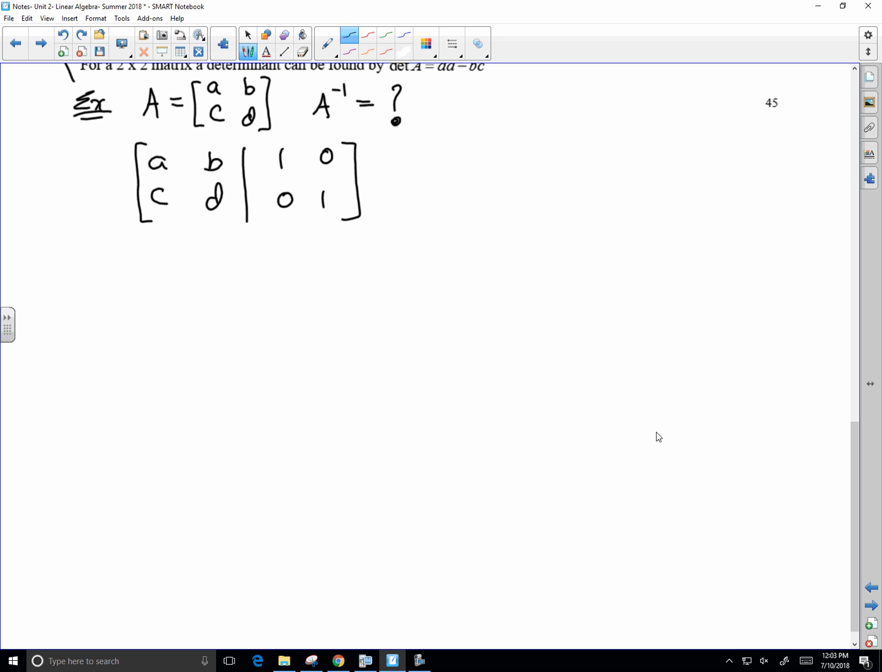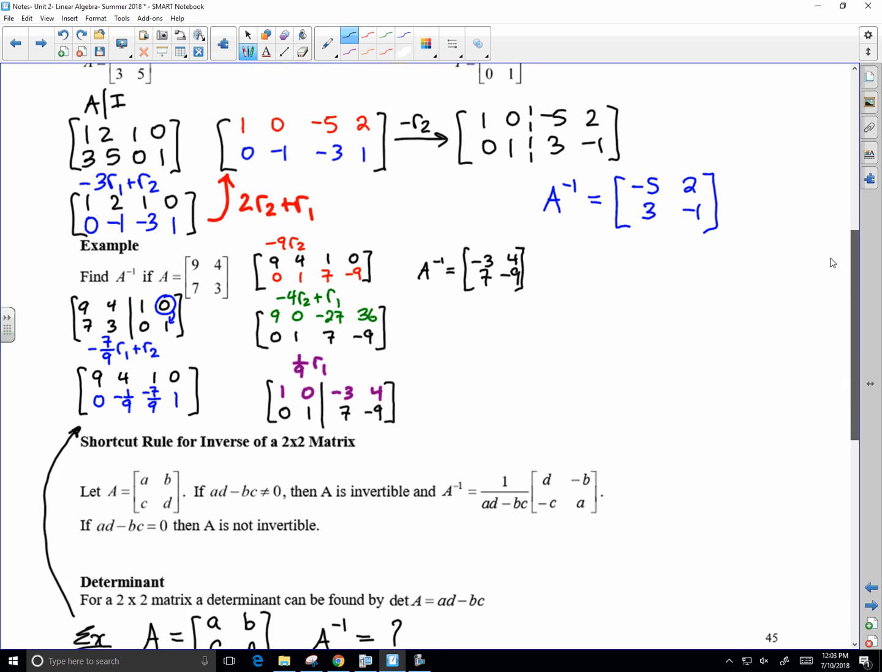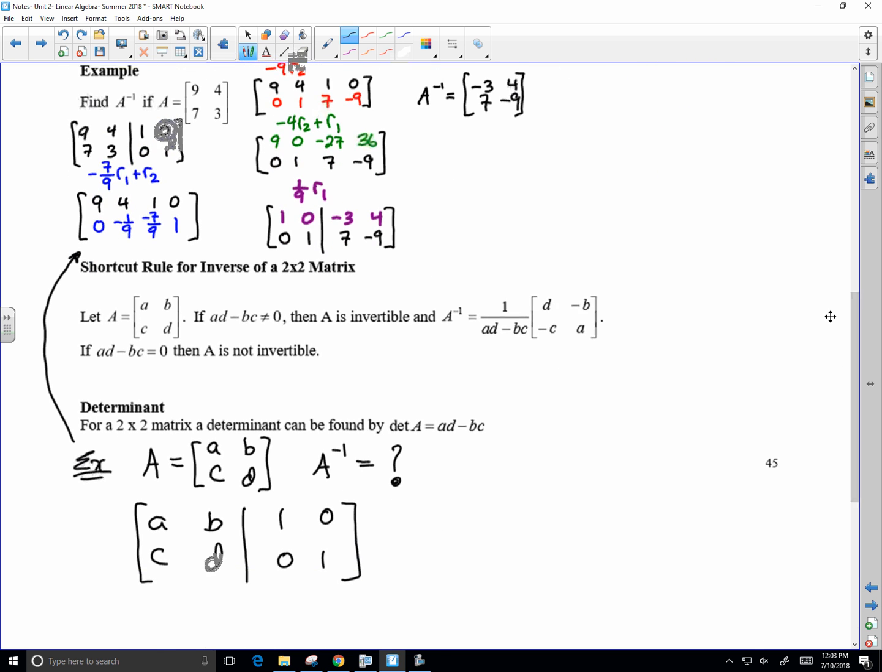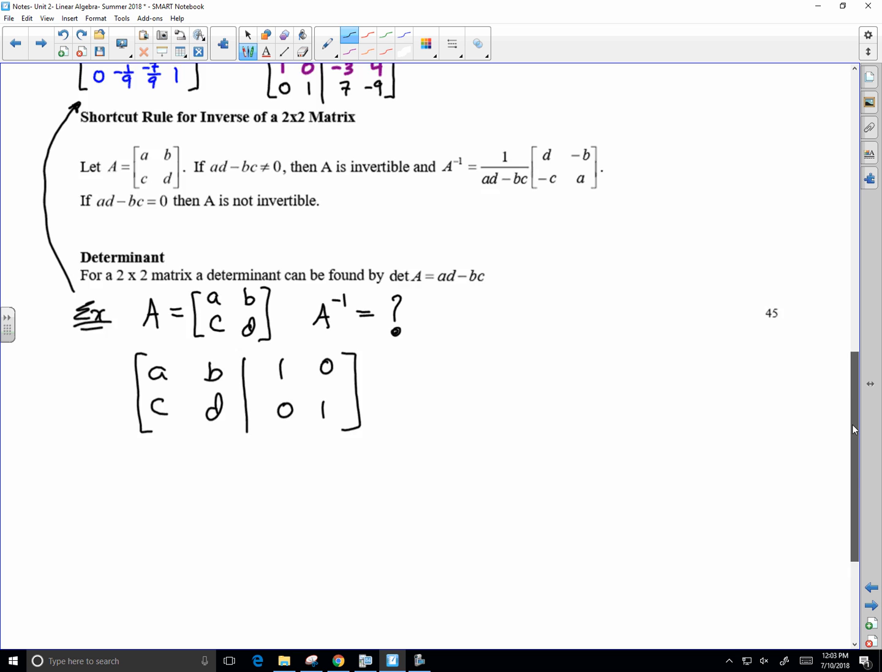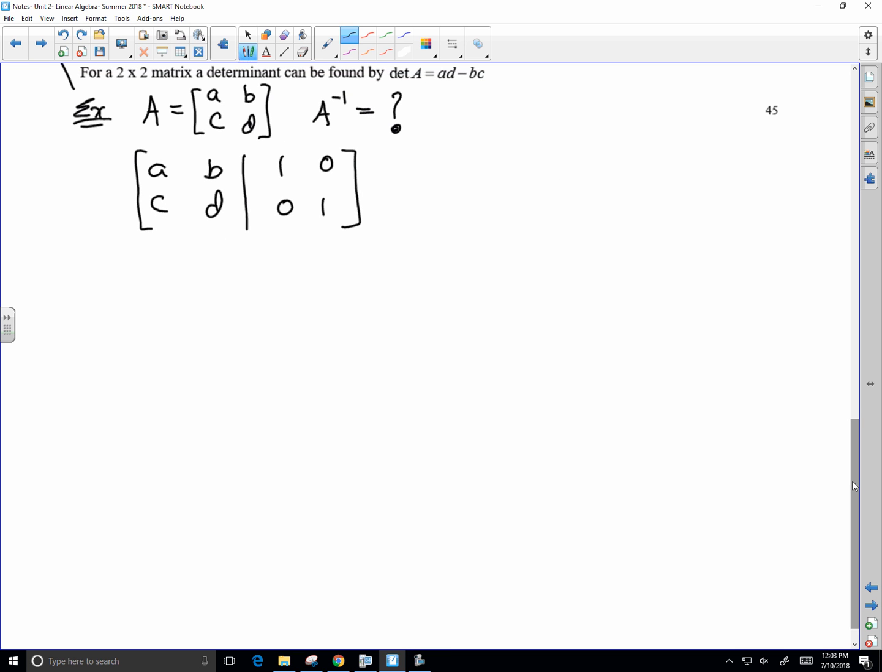All right, so we have to row reduce A, B, C, D down to 1, 0, 0, 1. So that'll be fun. In order to do so, it's good that we did the example that came before it, because getting a 9 to cancel a 7 is the framework that we need in order to get the A to cancel the C.